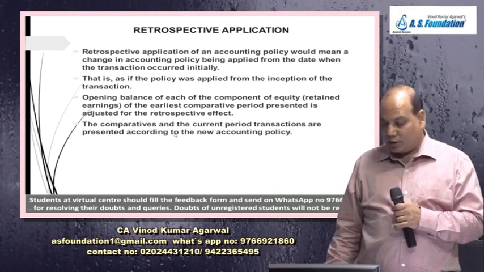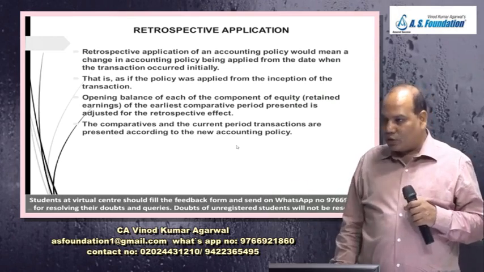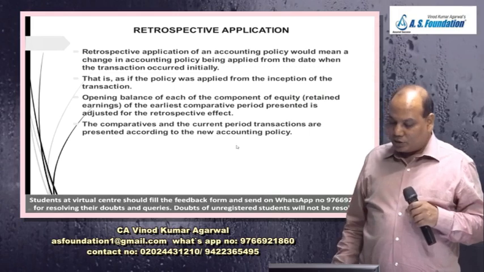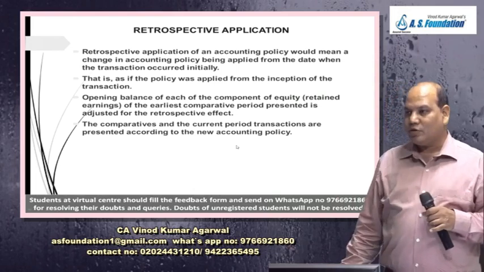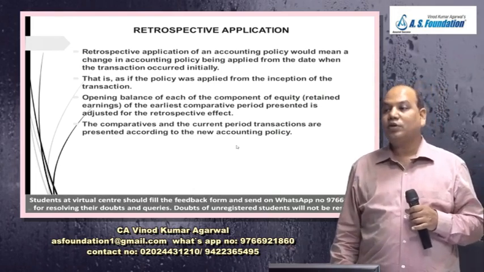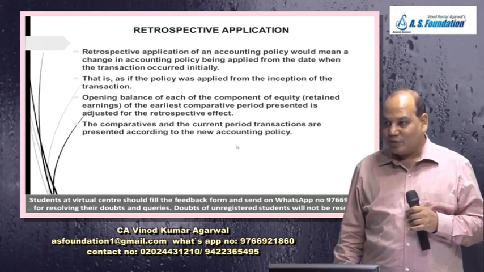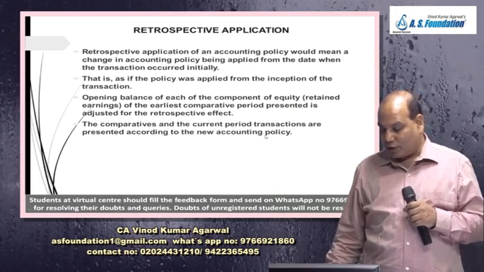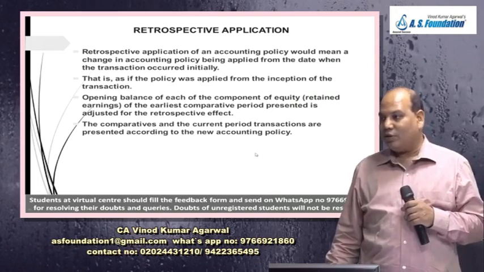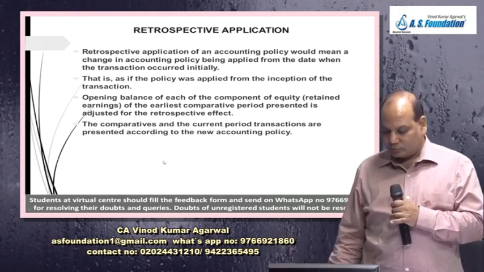The comparative and the current period transactions are presented according to the new accounting policy. So the current year will obviously be as per the new policy. The comparative figures will also be as per the new policy. And in IAS 1 you have learnt, if you change the accounting policy with retrospective effect, one additional balance sheet will also be given. One additional statement of financial position will be given. So right from there till the end of the current year, you will give the effect of the new accounting policy.